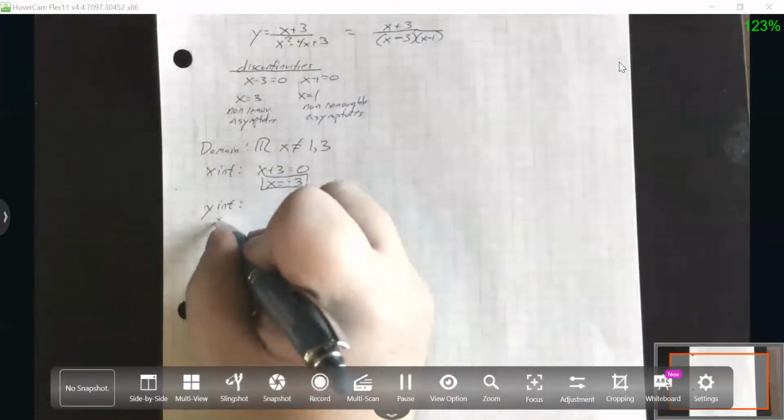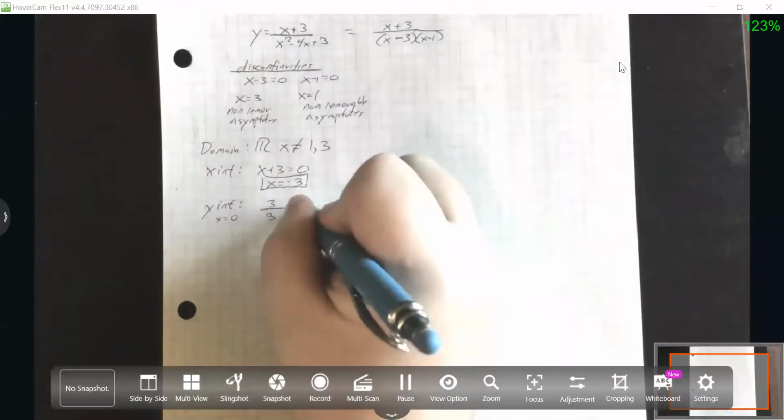To get my y-intercept, I plug in 0 into the original function, so x equals 0. That would give me 0 plus 3, which is 3, on top. 0 minus 0 plus 3 is 3 on the bottom. And I'd get y equals 1 as my y-intercept. If you want to write it as coordinate points, that'd be (-3, 0) and (0, 1) as my intercepts.